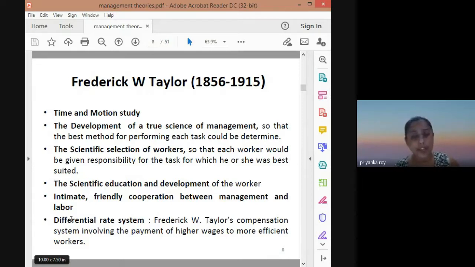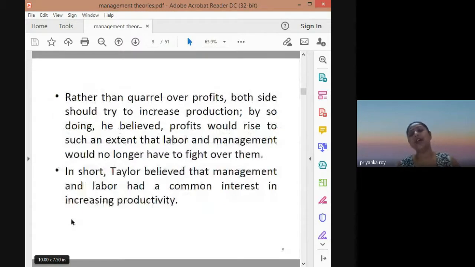So the differential rate system was also given by Frederick W. Taylor. A compensation system involving the payment of higher wages to more efficient workers was also given. So rather than quarrel over profit, both sides should try to increase production. By so doing, he believed profit would rise to such an extent that labor and management would no longer have to fight over the rights. In short, Taylor believed that management and labor had a common interest in increasing productivity.